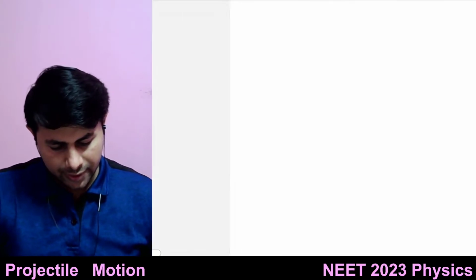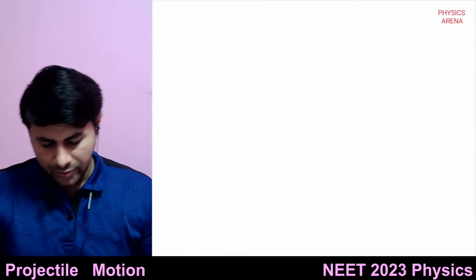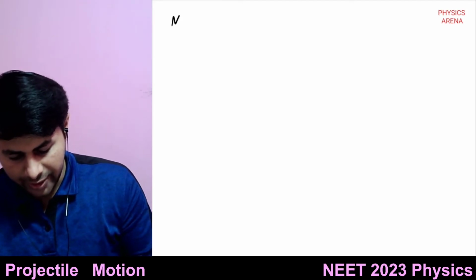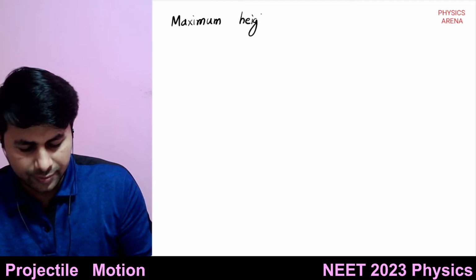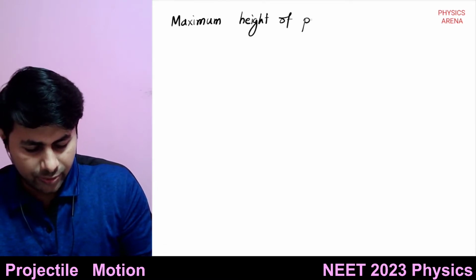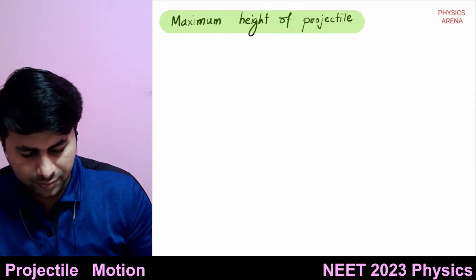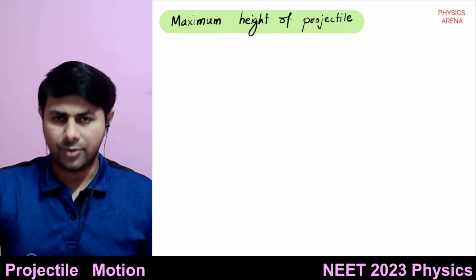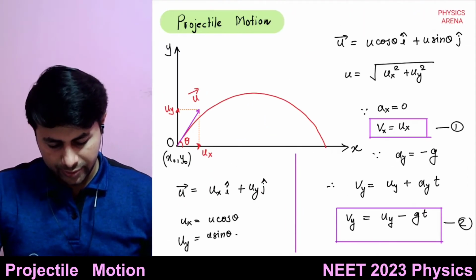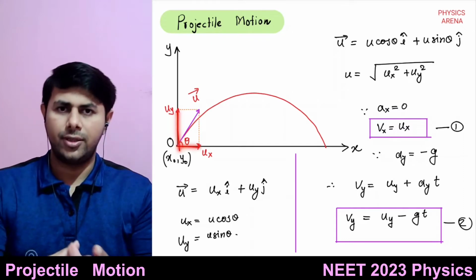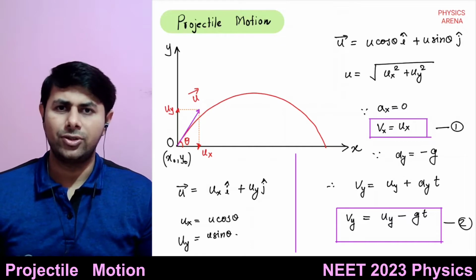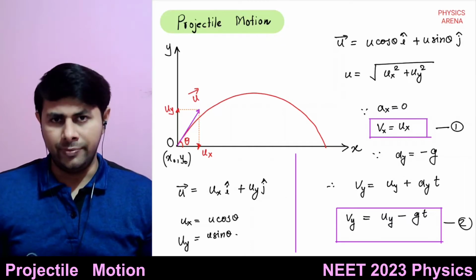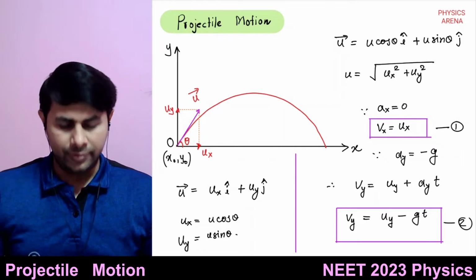All right, let's do next thing. So now I want to find out the maximum height of projectile. Okay, so what should I do? So now what we have done is we have broken this motion of projectile along two perpendicular components. Okay, so we are studying x component separately, y component separately, right?